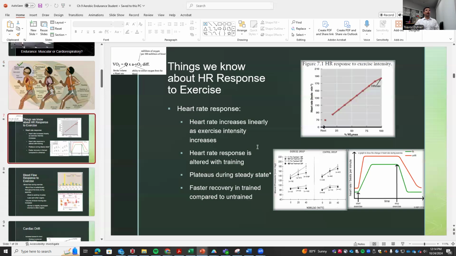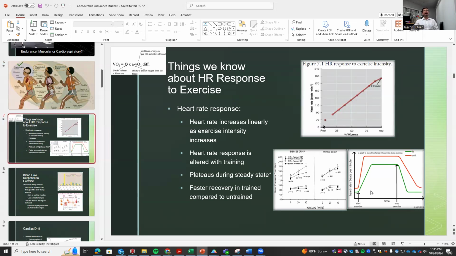So the things that we know about heart rate response to exercise. Heart rate increases relatively linearly as exercise intensity increases. So as you increase the intensity of exercise, so too does your heart rate in a linear fashion. So if your exercise intensity increases by 20%, relatively, your heart rate will likely increase by 20% relatively, right? So heart rate response is altered with training.